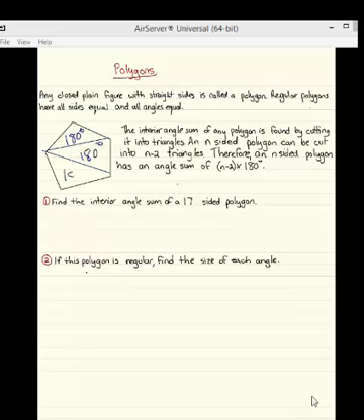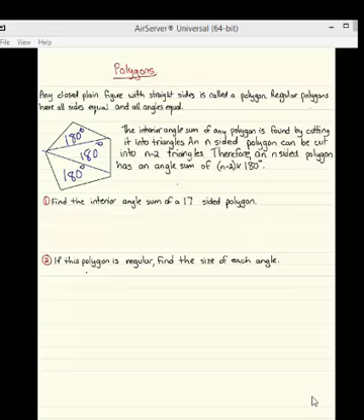How many triangles do I get? Well, a 5-sided figure has 3 triangles. A 4-sided figure has 2 triangles. What we come up with is n minus 2 for any n-sided polygon. And if we have n minus 2 triangles, then the angle sum is n minus 2 times 180.